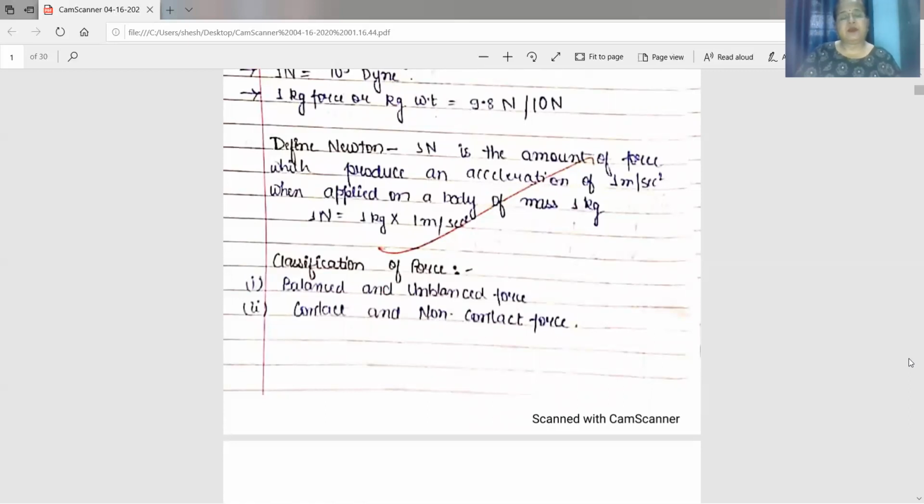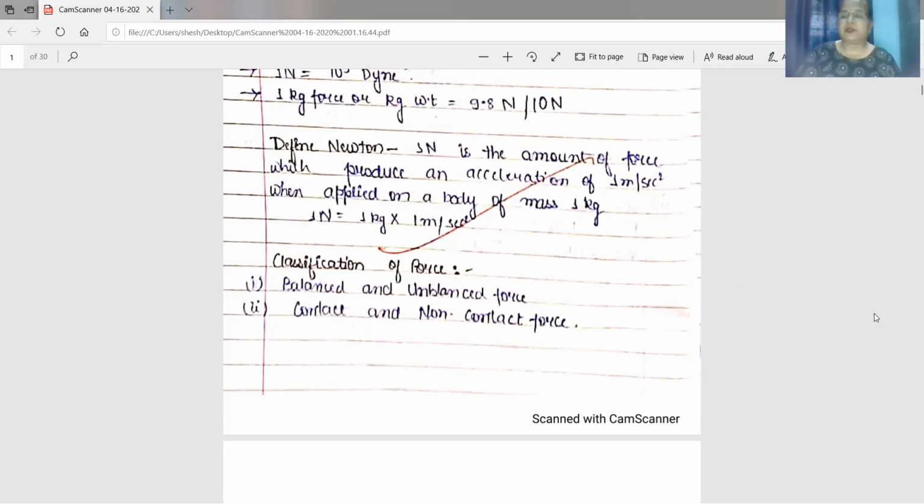We know F equals ma. So 1 Newton: in F equals ma, in place of m if we take 1 kg, and in place of acceleration if we take 1 meter per second square, the product of the two, that is 1 kg into 1 meter per second square, will give 1 Newton of force.